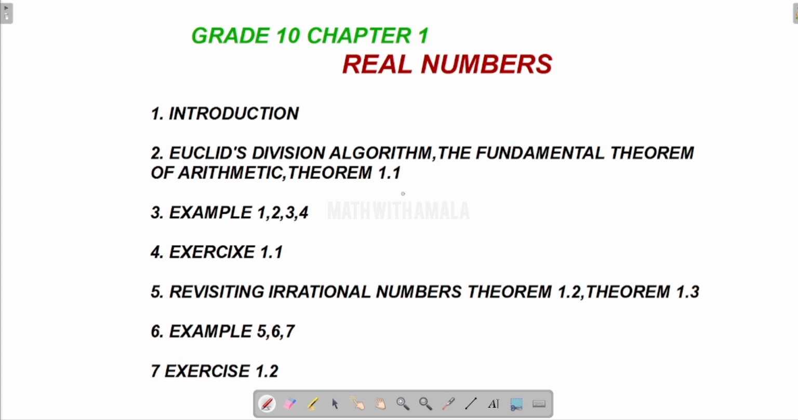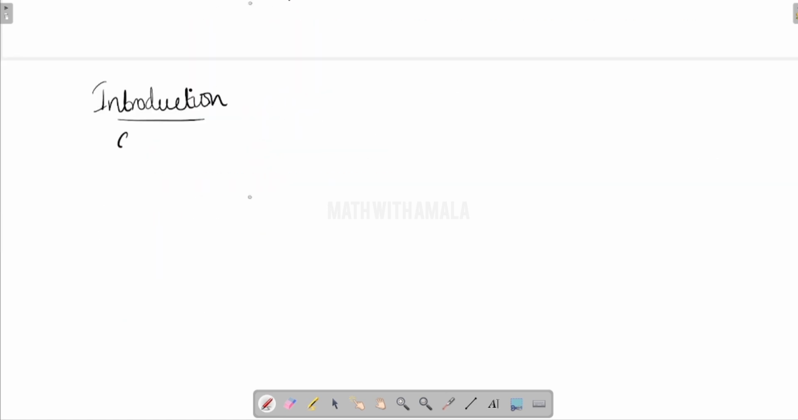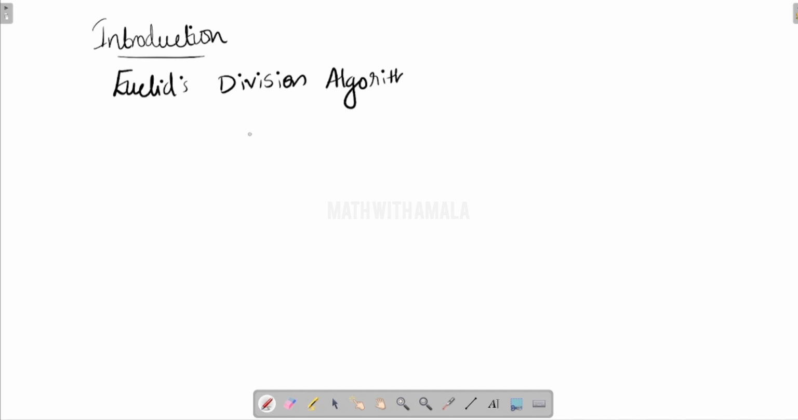Let's start grade 10 chapter 1, real numbers. You must be very familiar with the concept of real numbers that you have already covered in the grade 9 portions. I have divided this chapter into 7 parts, which contain the introduction, Euclid's division algorithm, the fundamental theorem of arithmetic theorem, then example 1, 2, 3, 4, exercise 1.1, revisiting irrational numbers, theorem 1.2 and 1.3, example 5, 6, 7, and exercise 1.2. Without any delay, let's move to the introduction part.